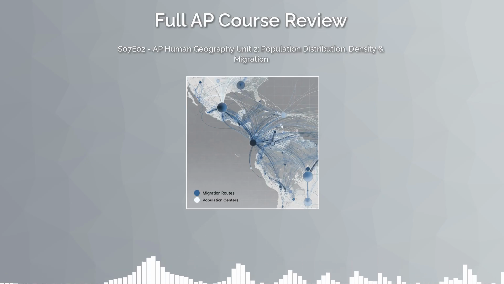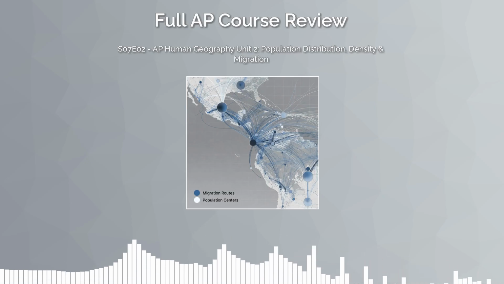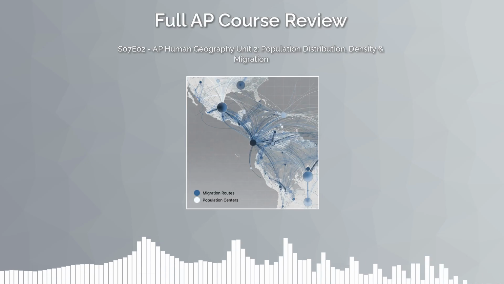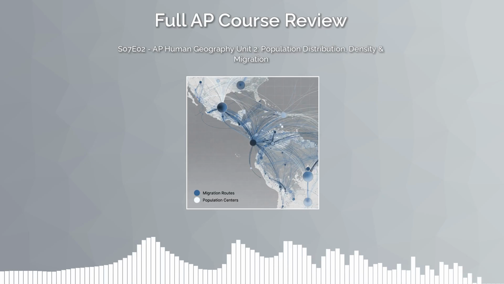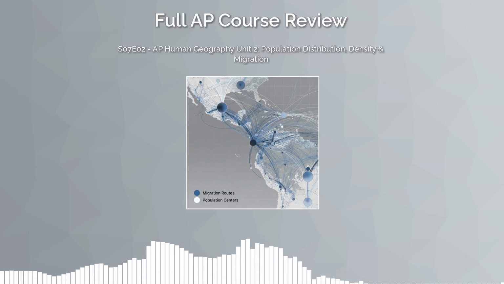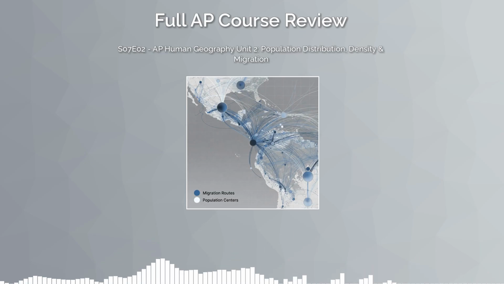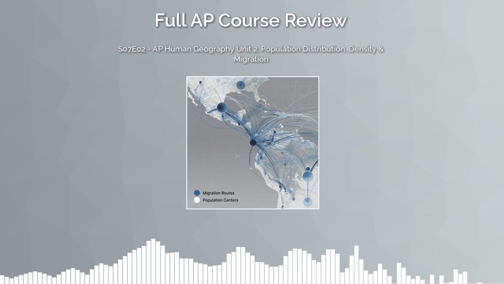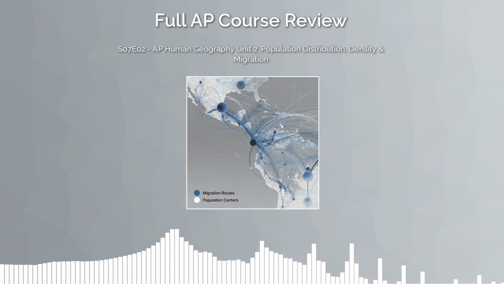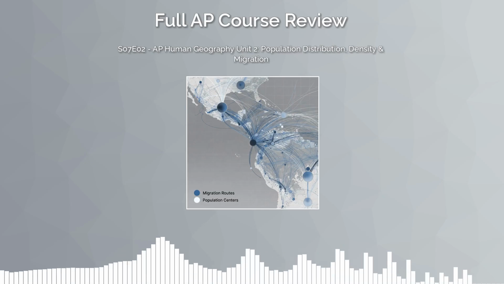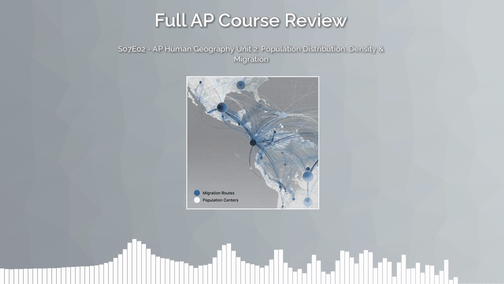Where does everyone actually live? Let's start with a thought experiment. Imagine you're looking at Earth from space, not the beautiful blue marble photo, but a map that lights up wherever people are living. What you'd see isn't a uniform glow. You'd see blazing clusters of light in South Asia, East Asia, and Western Europe, and vast dark stretches across northern Canada, the Sahara, and Siberia. That uneven pattern of light? That's population distribution, and understanding why it looks that way is exactly what Section 2.1 is all about.